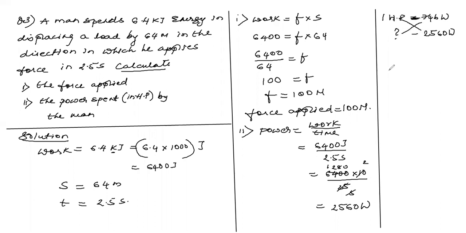So if I want the power in horsepower, power is equal to 2560 divided by 746. When I do this, it will come to approximately 3.43 horsepower. Okay, children. So try to understand this. Very simple.